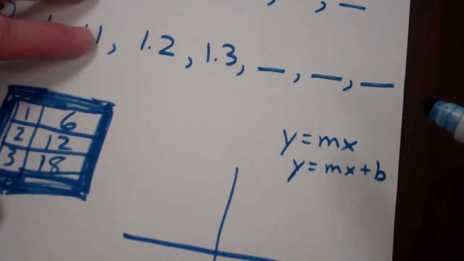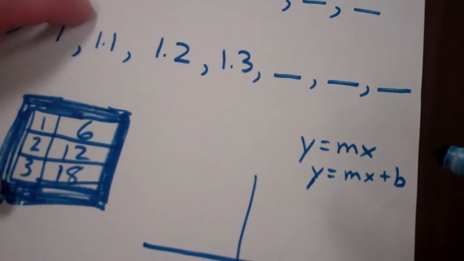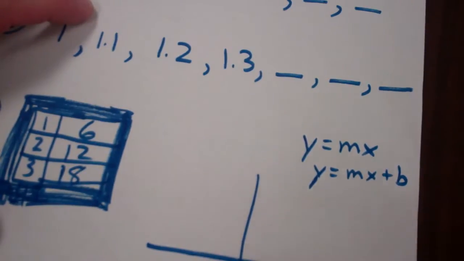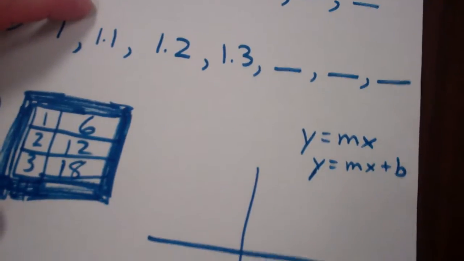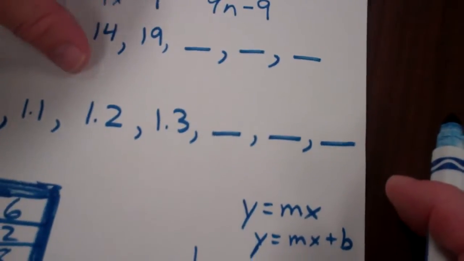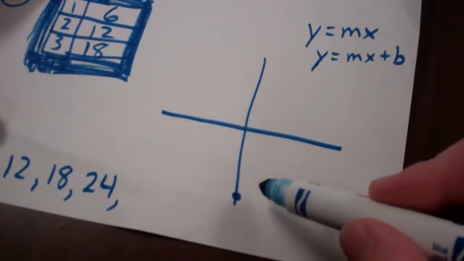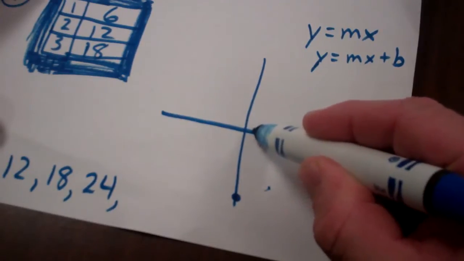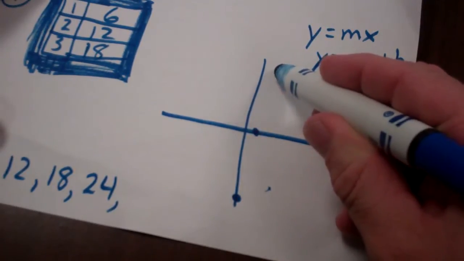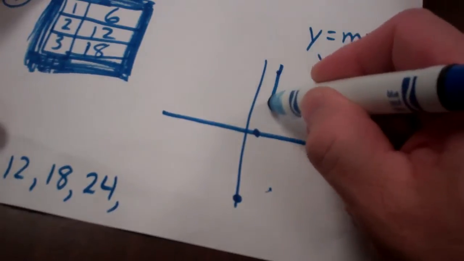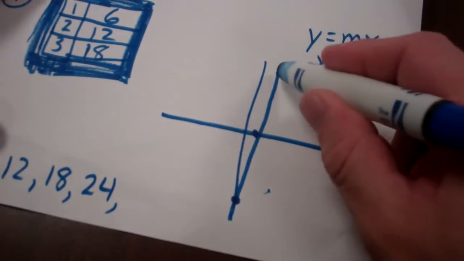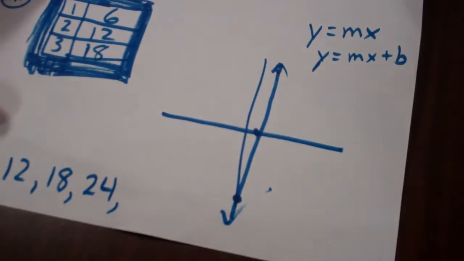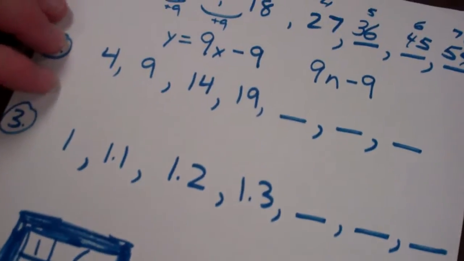We could even graph that thing if we wanted to. It would look like this. It's going to hit at negative 9. It's going to be going in a constant rate of change. Sorry, you can't see what I'm doing there. It's going to go at a constant rate of change of up 9, right 1, up 9, right 1. Notice it does not hit at 0, 0, but we could still graph it. It is not proportional.